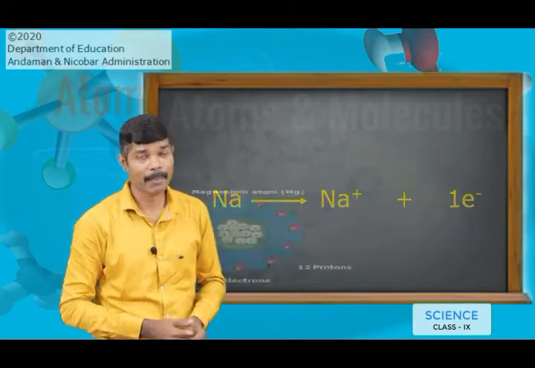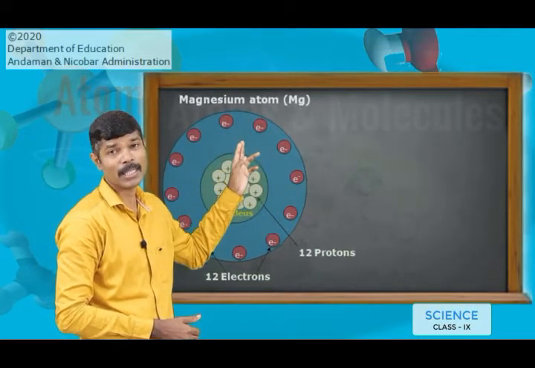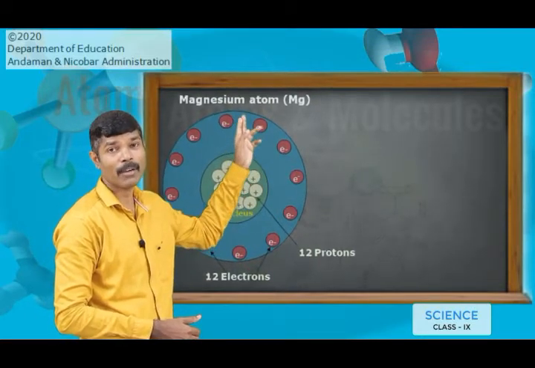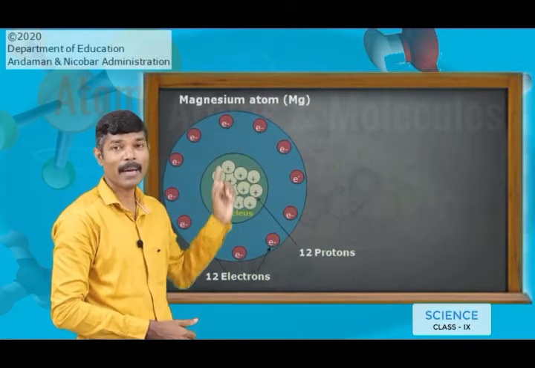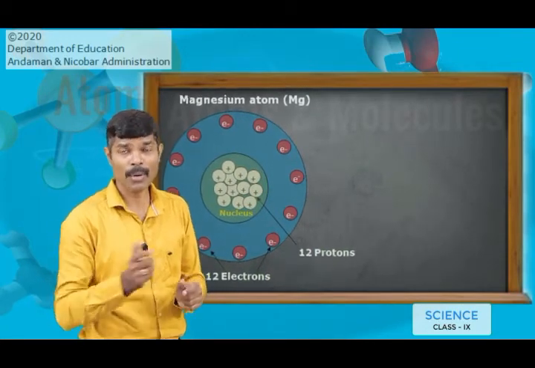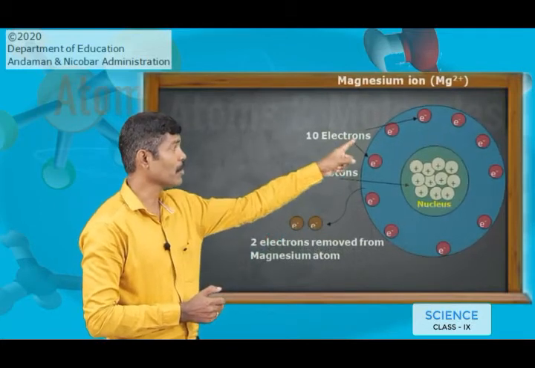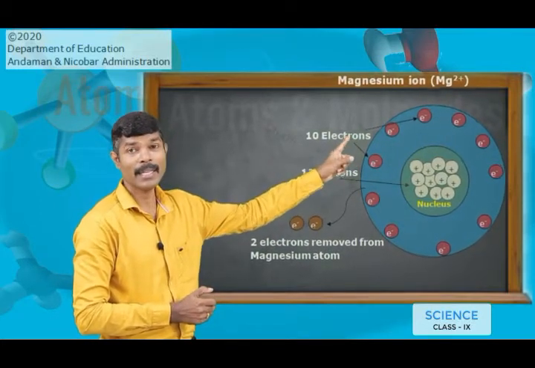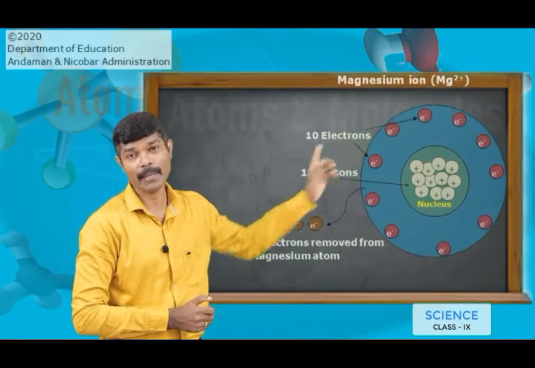Take another example. Here, magnesium. In magnesium, the total number of positive charges is 12 and the total number of electrons is 12. So as a whole the magnesium atom is neutral. When it happens to lose two electrons, what happens? After losing two electrons, you see on the other side there are 12 positive charges and only 10 negative charges.